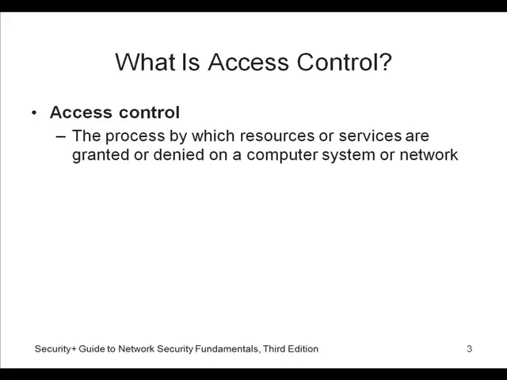Access control. In Sam's definition, controlling access: the process by which resources or services are granted or denied on a computer system or a network. And it doesn't really have to be on a computer system or a network. What about physical access control? Where can you go in some buildings? We don't have our bankers here, so where can they go in their bank? Probably only where they're supposed to be. Where can you go in this building? Can you go everywhere in this building?